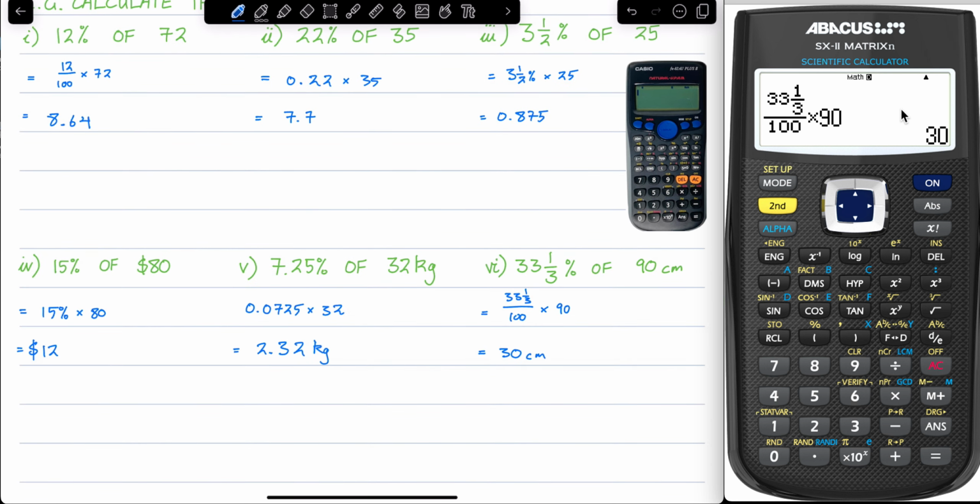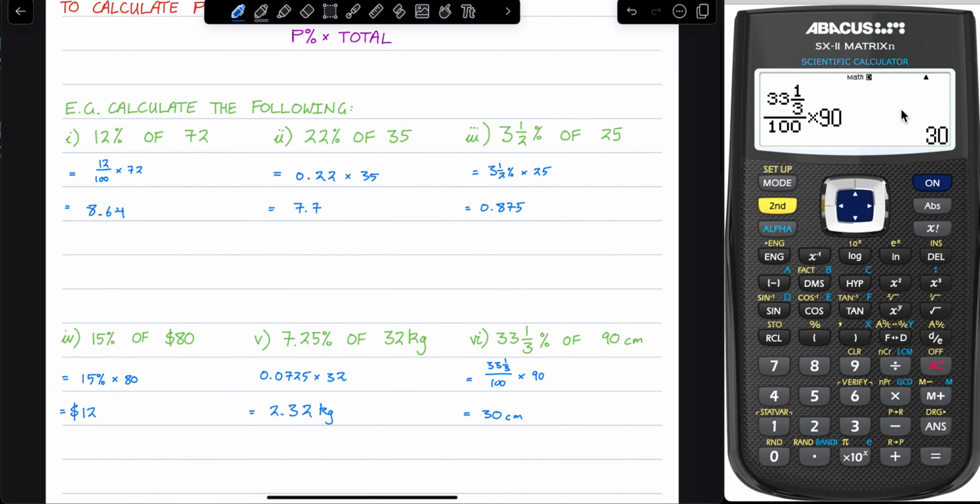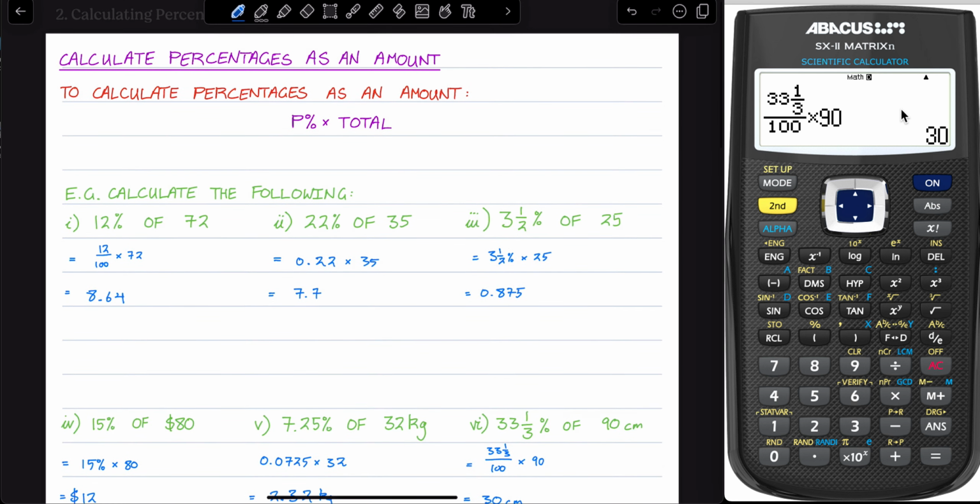So whichever way that you choose to do this, the simple way of understanding calculating a percentage as an amount, we simply take the percentage and we multiply it by whatever amount or the total amount we are given.